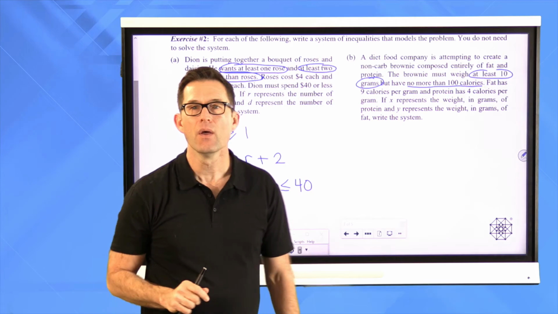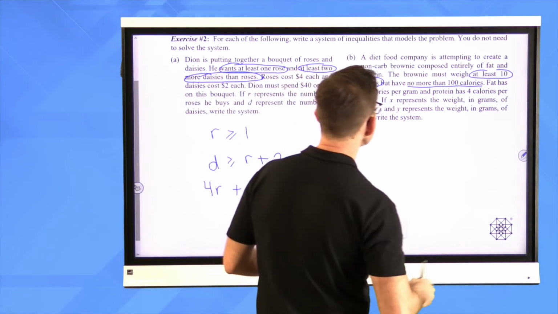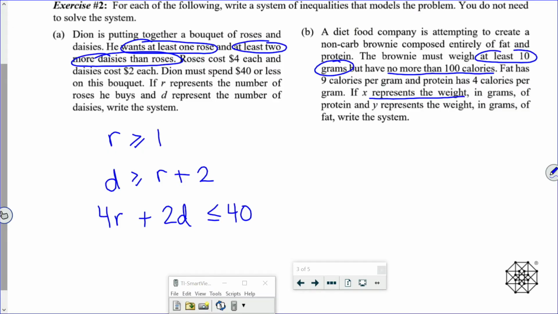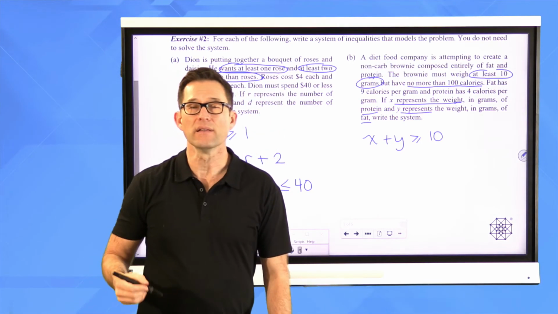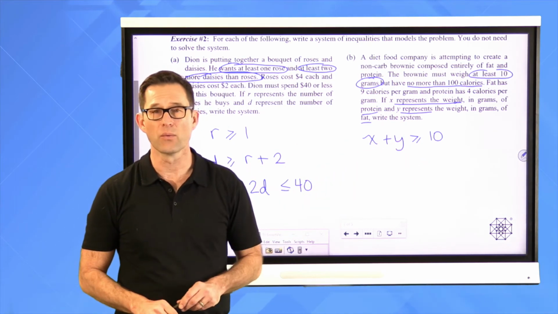Okay, well, let's do it. So this is pretty easy. The first one, it must weigh at least 10 grams. All right, X represents the weight of protein, Y represents the weight of fat. So if I take X and I add it to Y, that must be greater than or equal to 10. The weight of the brownie must be at least 10 grams, so X plus Y must be greater than or equal to 10. All right.